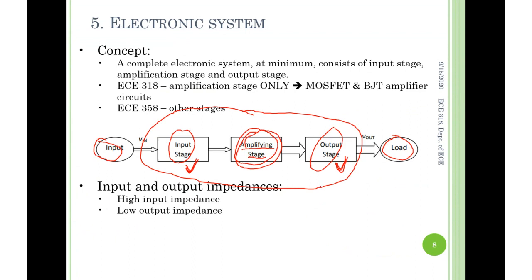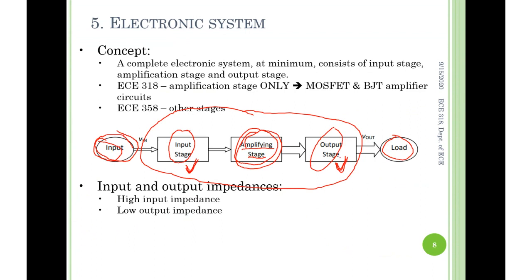It's a good guess. However, we are assuming this input is a perfect signal. It's clear, no noise, harmonics free. It's a very nice input, so we don't need to do anything about this input at all. The input signal is very, very clean. But we still need an input stage and an output stage. Actually, this is mainly because of this.